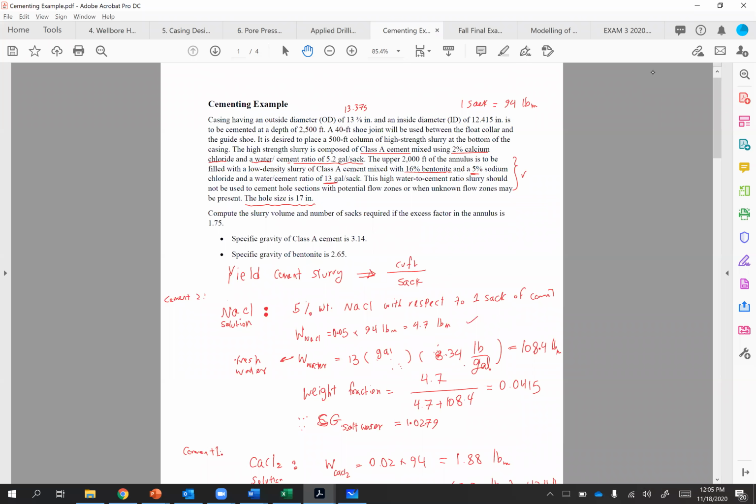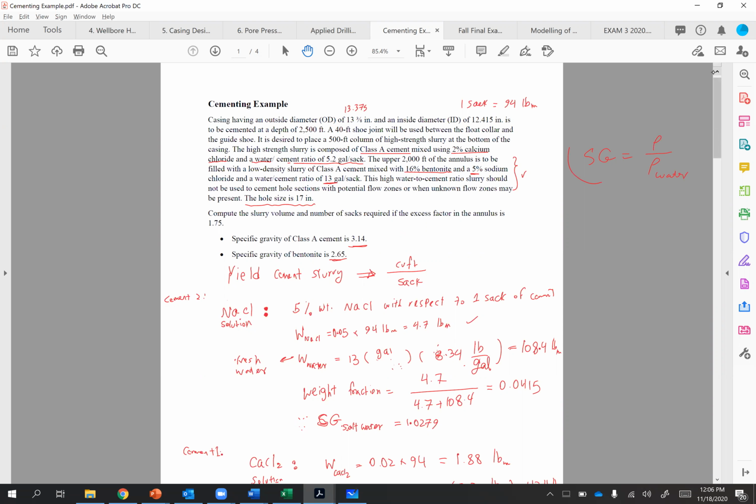Since we have salt here, the first thing we wanted to calculate was the specific gravity of the salt mixture, the brine mixture. We did have the specific gravity of class A cement and also the specific gravity of bentonite. The specific gravity definition is the density of the component you're calculating for, divided by the density of water.